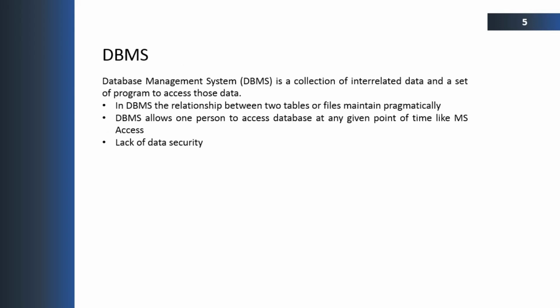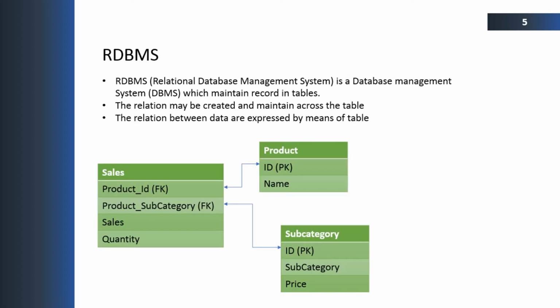The next topic will be DBMS, Database Management System. It is nothing but a collection of interrelated data and a set of programs to access those data. Also in DBMS, the relationship between the 2 tables or files must be given programmatically. Also DBMS allows only one person to access the database at any point of time, like we all know MS Access. The main drawback here is that DBMS lacks data security.